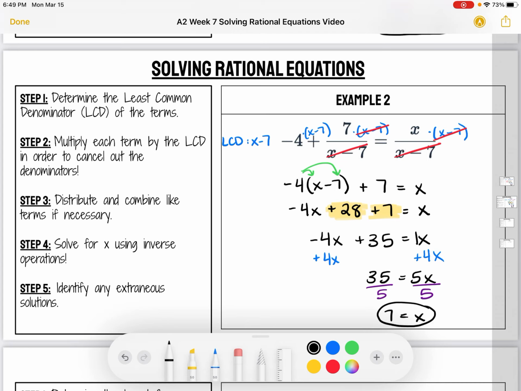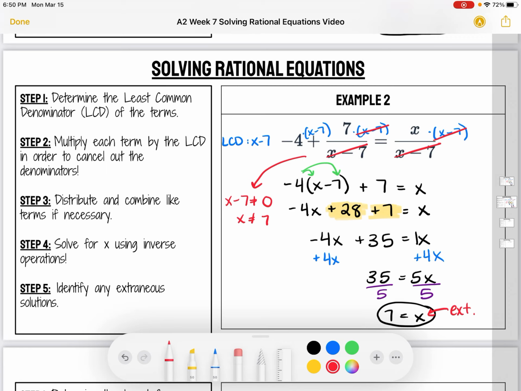Now my last step, don't forget, I need to think if I have any extraneous solutions. So I want to look at my original equation. My denominator was x minus 7. We know x minus 7 can't be equal to 0, which means x cannot be equal to 7, because if I plugged it in, 7 minus 7 would give me 0 in the denominator, which is not okay. So that means this is an extraneous solution. I got x equals 7, and that's the one solution I can't plug in because it'll give me a 0 in the denominator. So this is an extraneous solution.